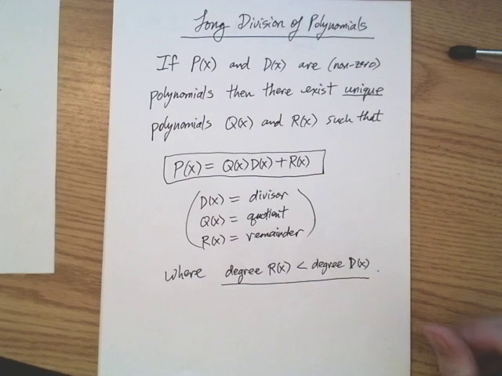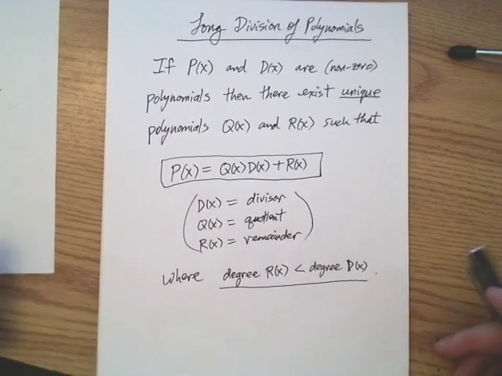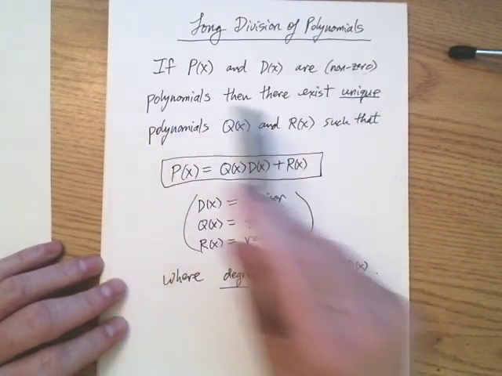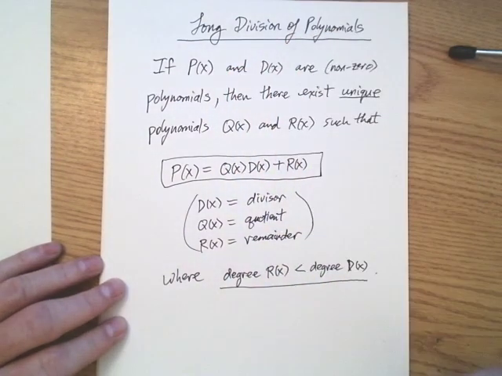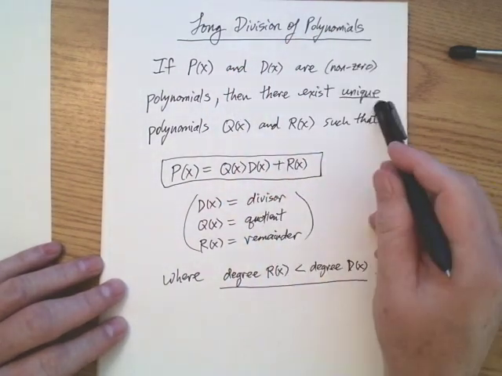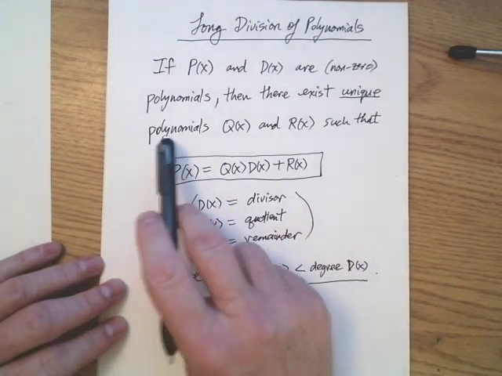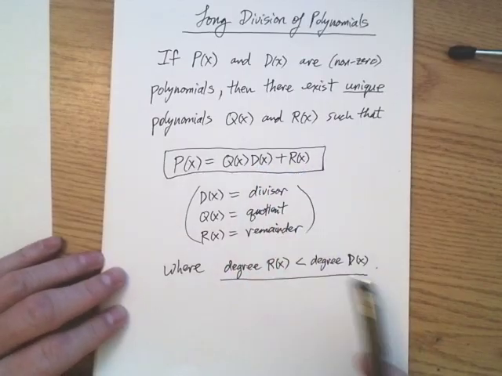Now, we're going to do something very similar when we talk about long division of polynomials. Okay, I'm going to assume p of x and d of x are non-zero polynomials. Then I claim there exist unique polynomials, okay? So they're one of a kind here. Unique polynomials q of x and r of x such that p of x is q of x times d of x plus r of x.